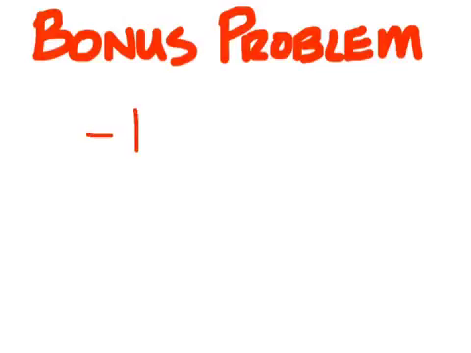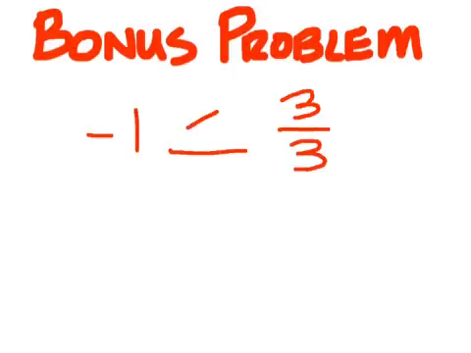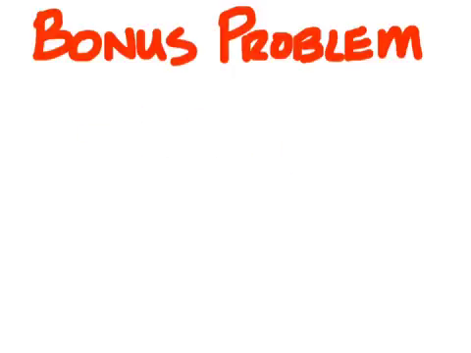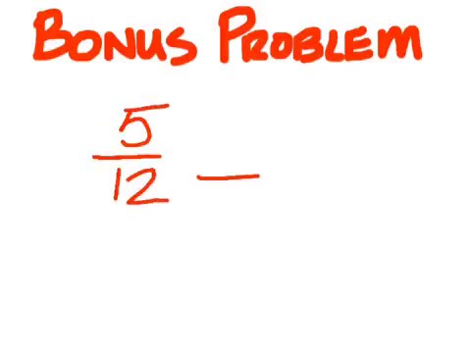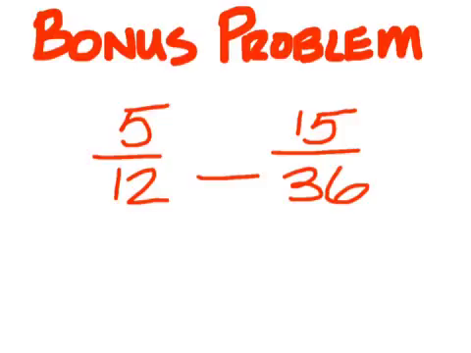Bonus problem. A negative 1 is what in comparison to 3 over 3? Solution to the bonus is less than. Bonus number 2. 5 over 12 is what in comparison to 15 over 36?